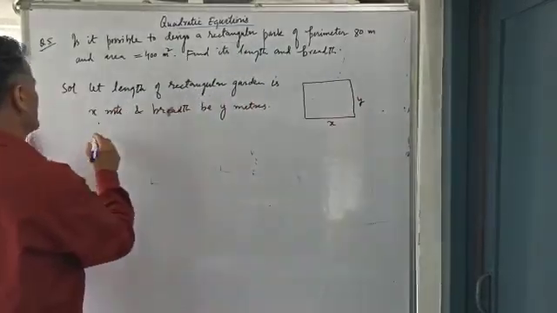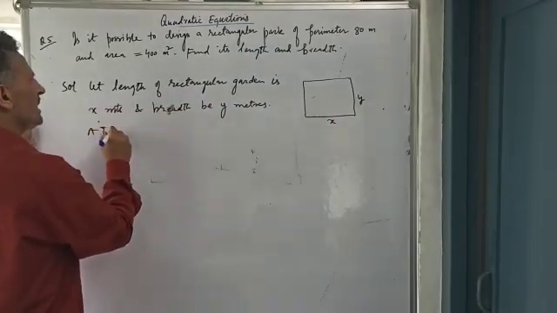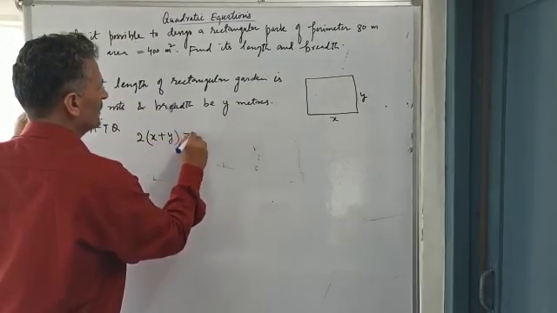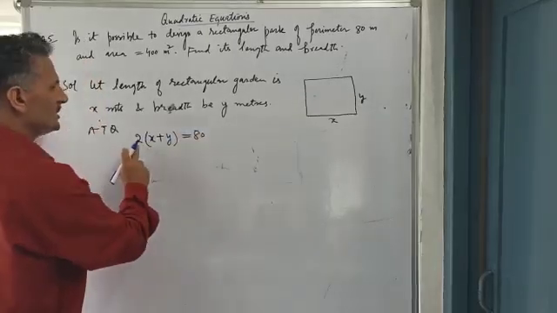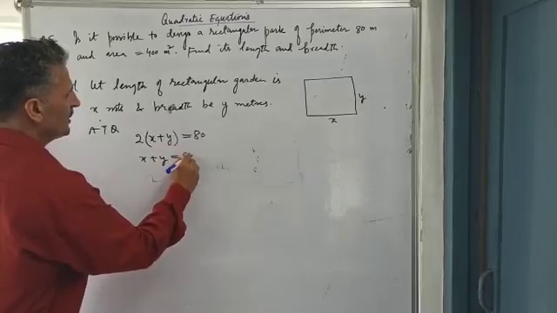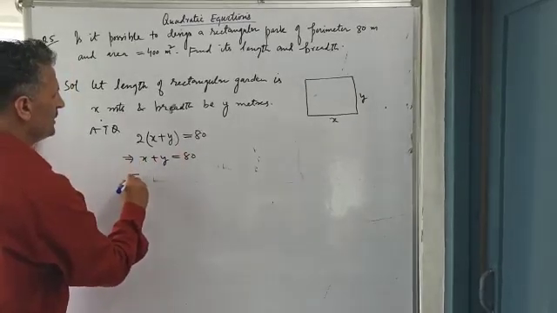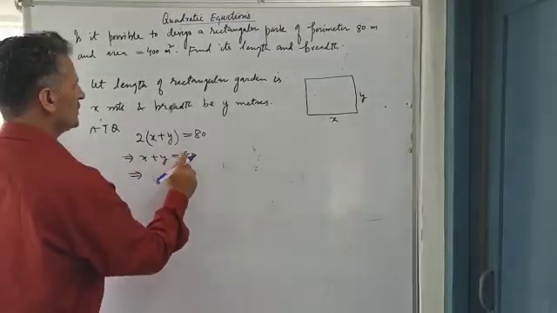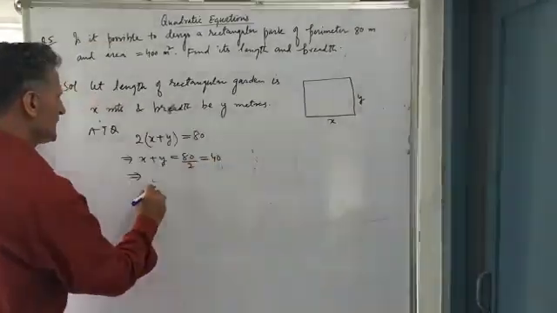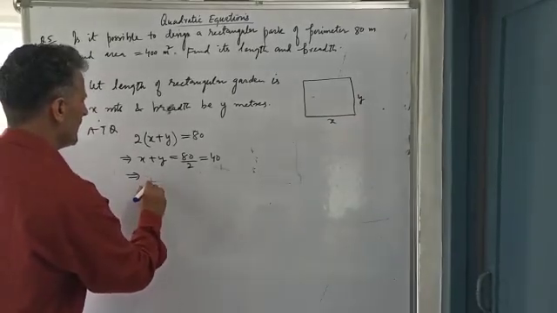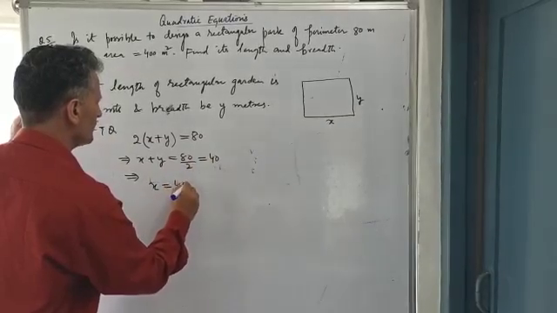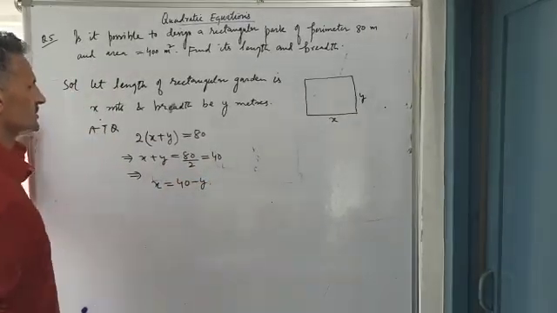What is given? According to the question, perimeter is 80. That means 2 into length plus breadth equal to 80, which means x plus y equal to 80 by 2, that is 40. It implies x equal to 40. You transfer this y to this side, it is 40 minus y. So this is the value of x here.